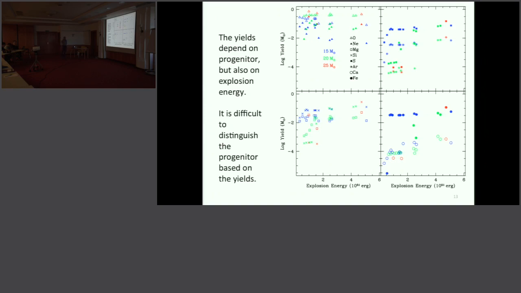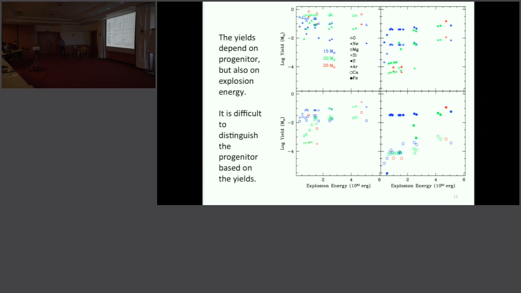But you also have to keep in mind the effect that here's where I have a weak explosion energy, but I still produce a lot of iron. These are the models where I produced a weak explosion energy by having a low level of energy being deposited at late times, so I did not have any of the material fall back.